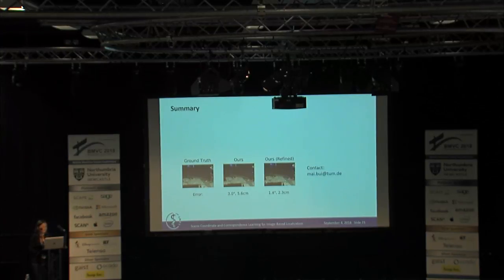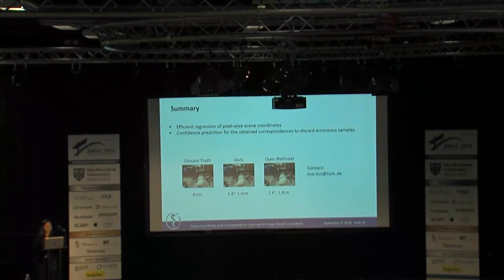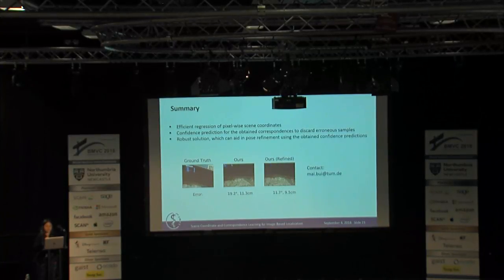So to summarize, we have proposed a very efficient method to regress pixel-wise scene coordinates given an RGB input image, but most importantly, we add a confidence prediction for our obtained correspondences, which we can use to discard erroneous samples right away. Also, this is a very robust and general solution, which can afterwards also aid in pose refinement using the obtained confidence predictions.